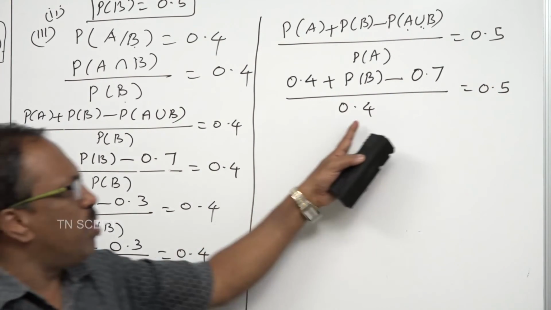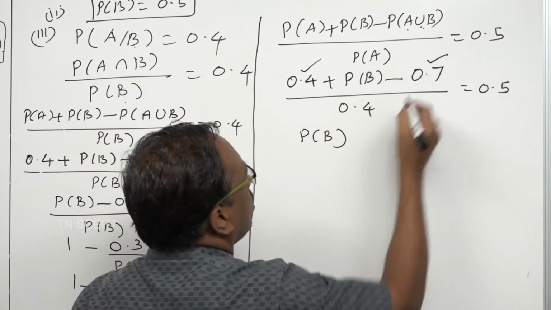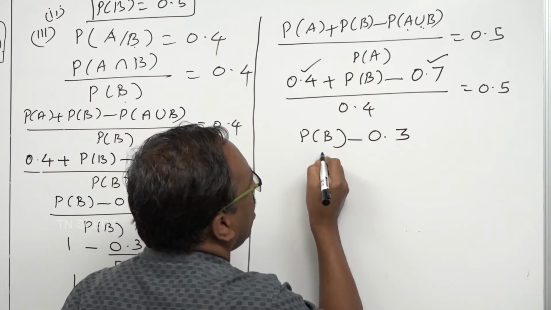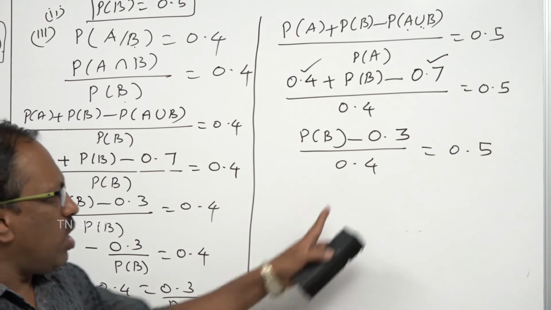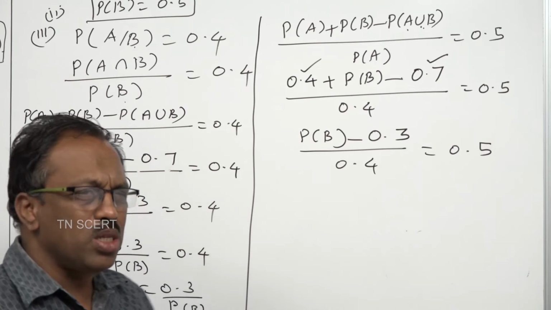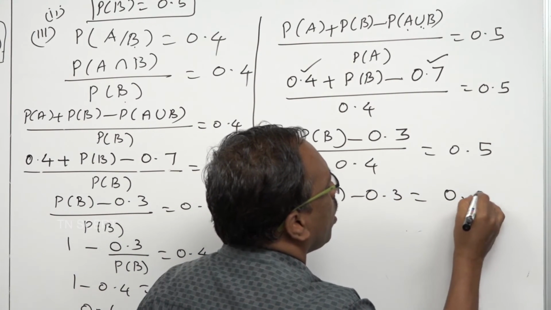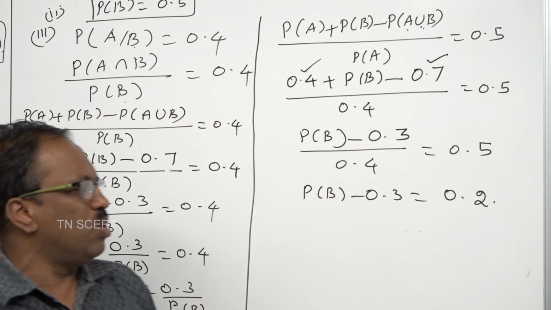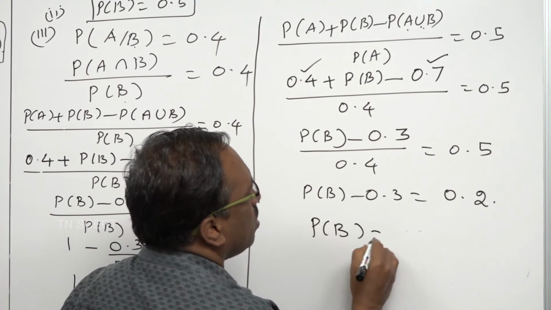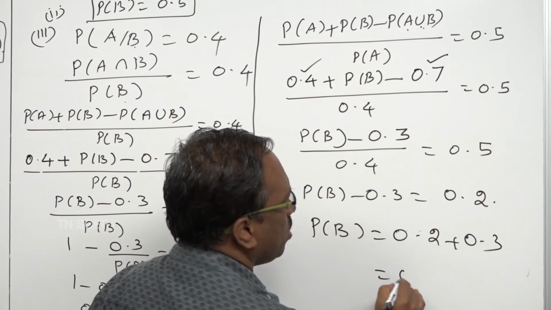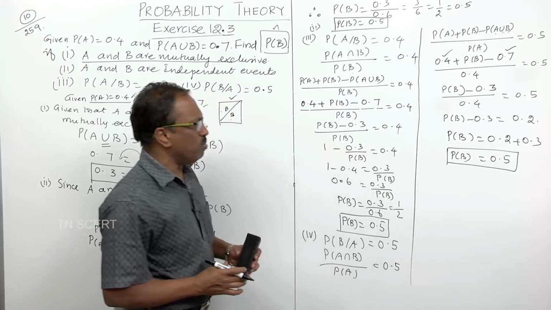Okay. Just cross multiply. So P of B minus 0.3 over 0.4 equal to 0.5. So what do you have as the value in this? 4, 5, 6, 20 is 0.20, that is nothing but P of B minus 0.3, that is nothing but 0.2. That last 0 doesn't make a difference. Okay, now this one. You take this minus 0.3 to the other side. P of B is equal to 0.2 plus 0.3, which is equal to 0.5. So in this way we found the result of P of B.